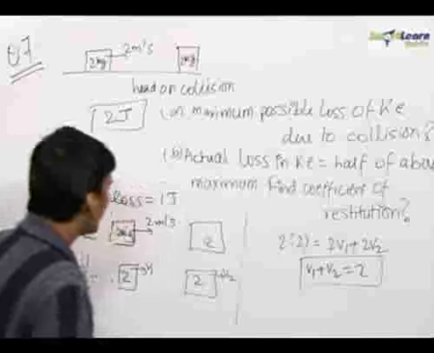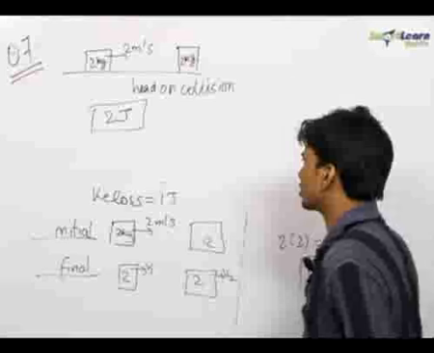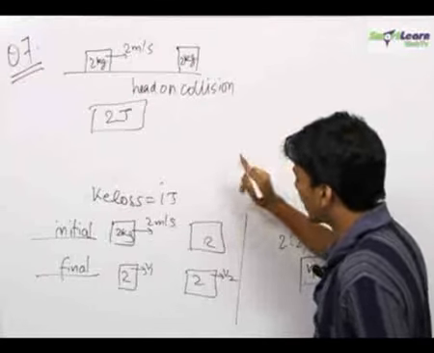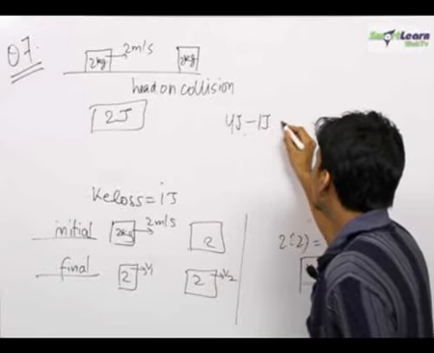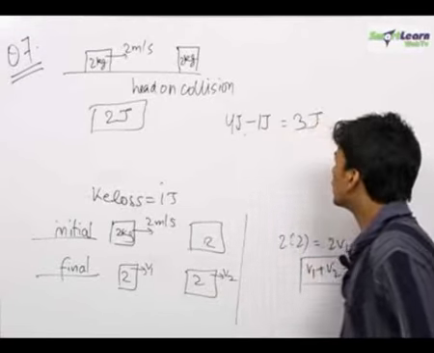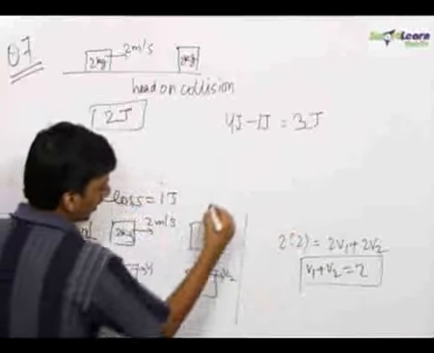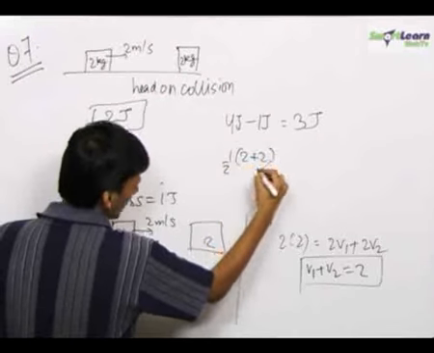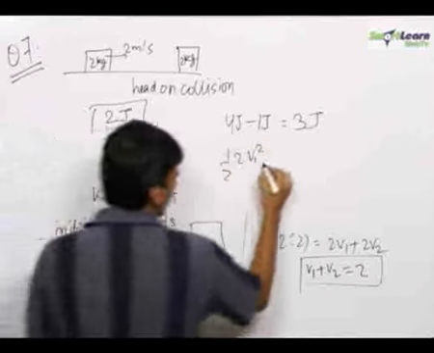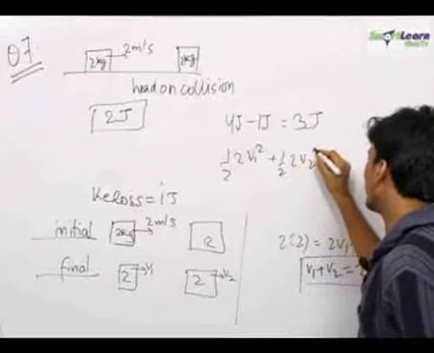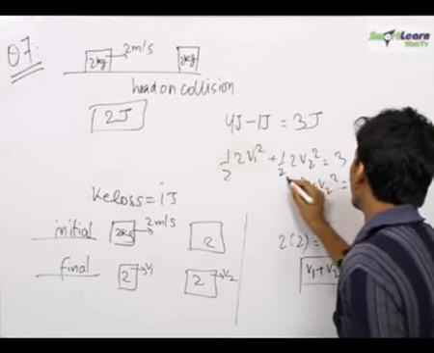The second relation in V1 and V2 is through the fact that the loss in kinetic energy is 1 joule. The initial kinetic energy was 4 joules, as we know. So the loss in kinetic energy is 1 joule, so the final kinetic energy will be equal to 3 joules. Therefore half into 2 into V1 square plus half into 2 into V2 square is equal to 3. Therefore we get V1 square plus V2 square is equal to 3.